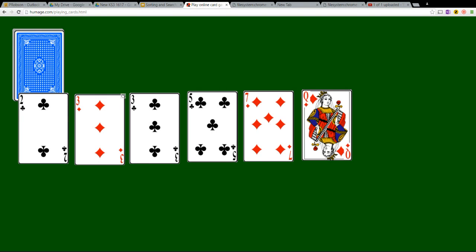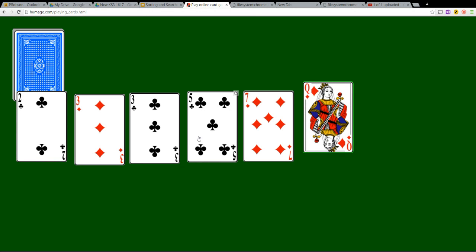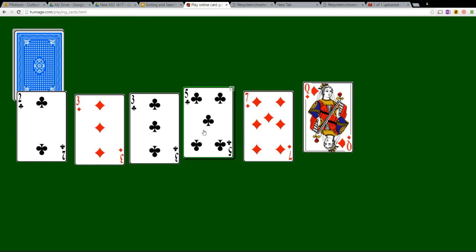Okay, so 0, 1, 2, 3. So this is my lower bound position, this is my upper bound position, and this here is my mid bound position. So what it does is it goes, okay, is the mid bound position the card you're looking for? Well, what we're going to do is look for the 3 of diamonds. Well, no, that's not the position that I want.